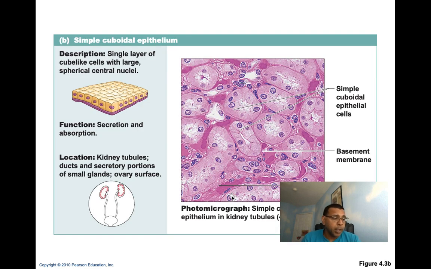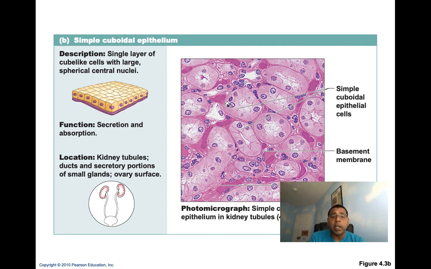Let's move then to simple cuboidal epithelium. The description: simple, a single layer of cube-like cells with large spherical central nuclei. The function is secretion and absorption. Here you can see some of those cells, though the nuclei didn't stain here. But you can see one cell, okay, this is a cube, right? We said equal height and width. So one cube-shaped cell. Here's another one, but no nuclei, that's okay. Here's another one with nuclei. That's enough for you to understand you have simple cuboidal epithelium. Same thing here. These few didn't stain that well. Here's a little light one. Here you can see very well, and then coming all the way around.